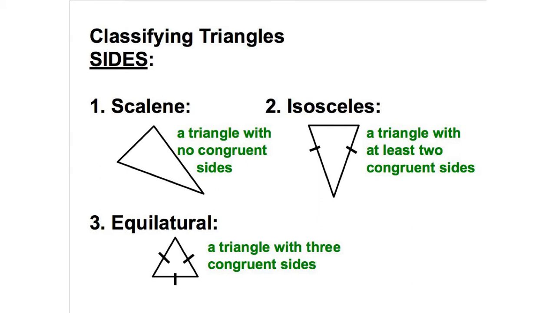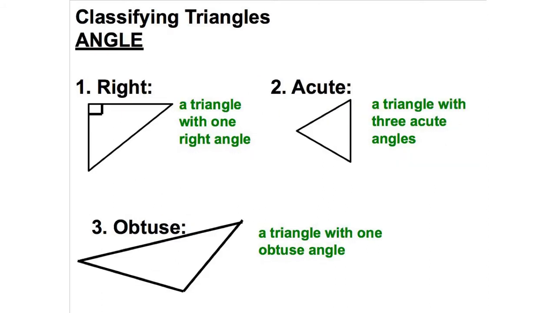So when asked to classify a triangle using sides, you're going to look to use the words scalene, isosceles, or equilateral. You can also classify a triangle based on its angles, and these three seem to be more familiar to us. A right triangle is a triangle that has one right angle. Oftentimes, you're going to see the square in the corner identifying that it's a 90-degree angle.